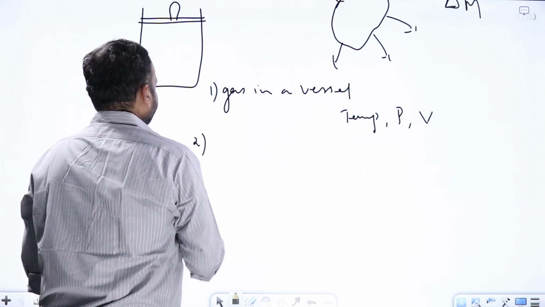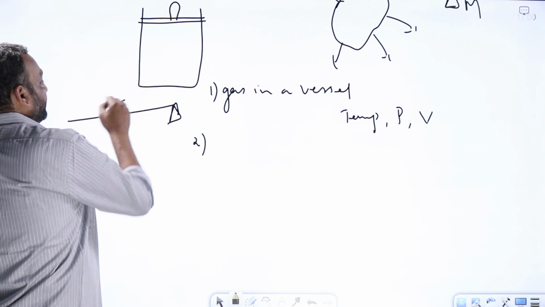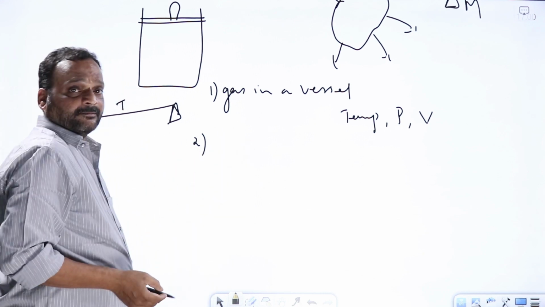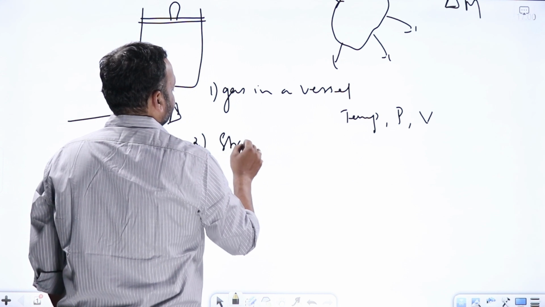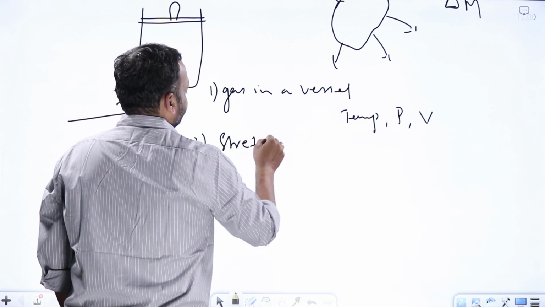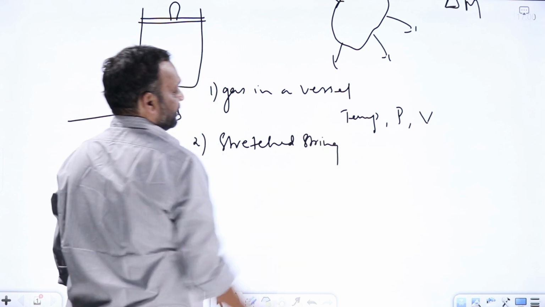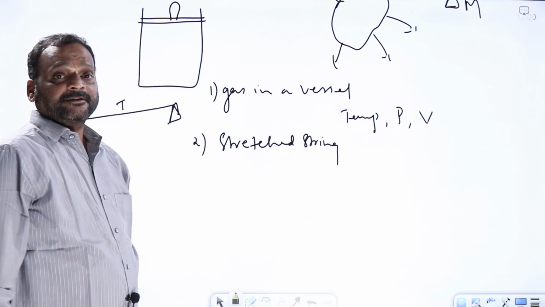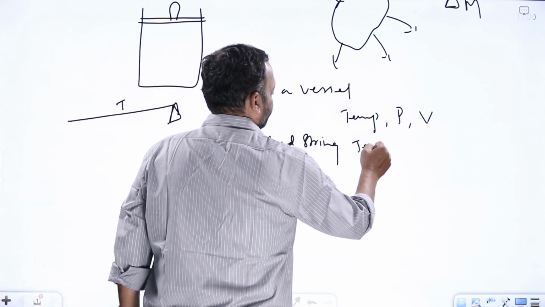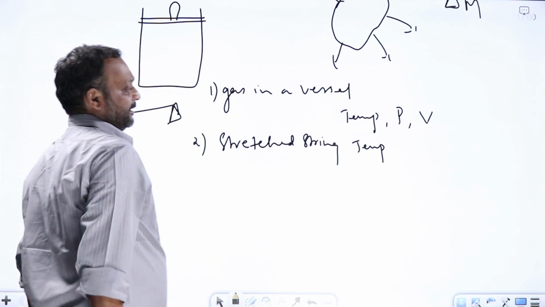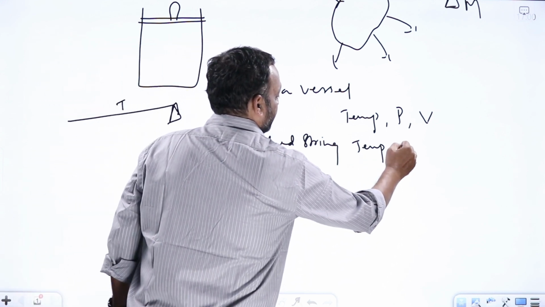Second one, I'll take a stretched string, a string stretched under some tension T. Because it is a topic called thermodynamics, temperature is always taken as one important parameter. Stretched string. What are the important parameters in the case of a stretched string? When we want to study a stretched string, of course, temperature is one important property because we are interested in thermodynamics.